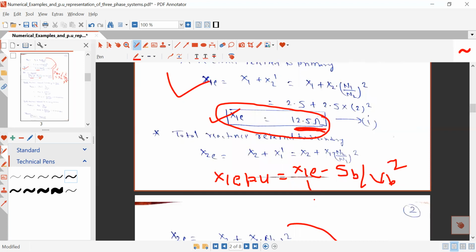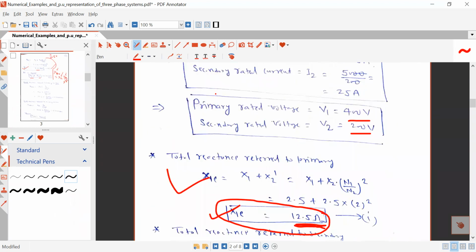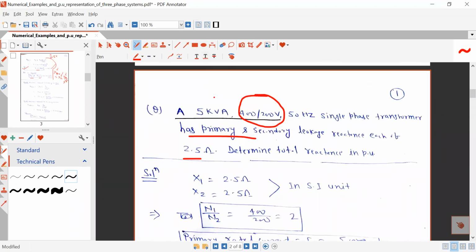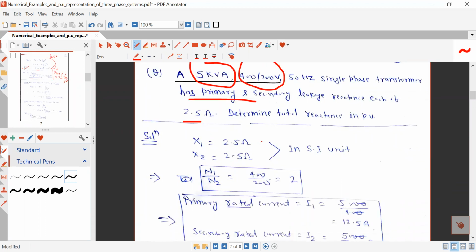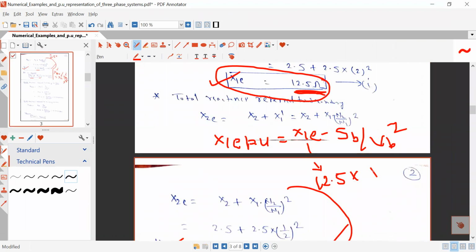In this case, X1E will be 12.5, and base kVA is given. Base value is considered from the rating of the transformer, and base kVA is given as 5 kVA. So SB will be 5 kVA, or you can say 5000 volt ampere. And for the primary side, base voltage will be 400, so it will be 400 square.